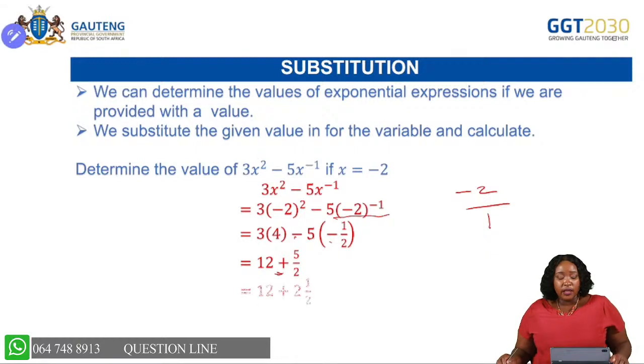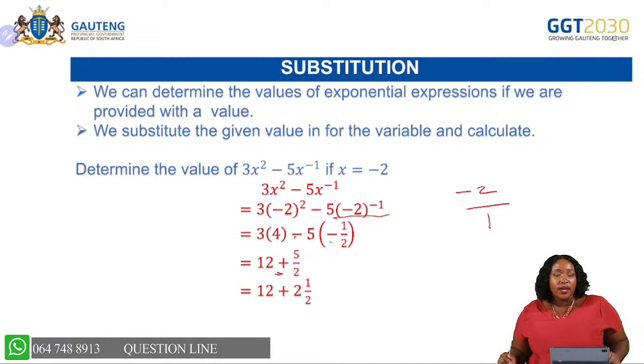So you just write the improper fraction as a mixed number. You say how many times can I take out 2 from 5? I can do it twice, and I'll have a remainder of 1. So you write the 1 as 1 over 2. Okay, now what do you do from here? From here, you just add the whole numbers. 12 plus 2 gives you 14. So your final answer for this expression is 14 and a half. Okay.